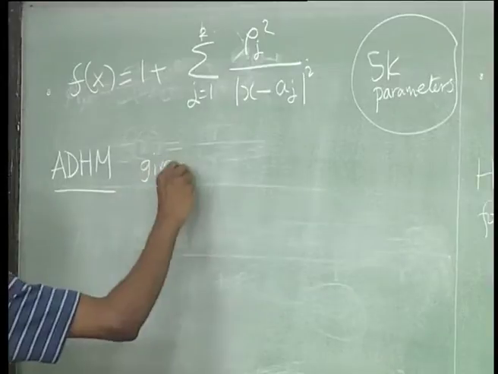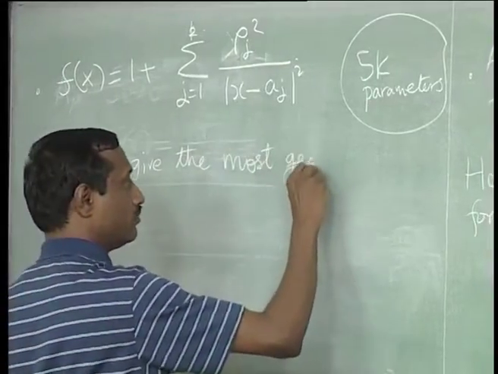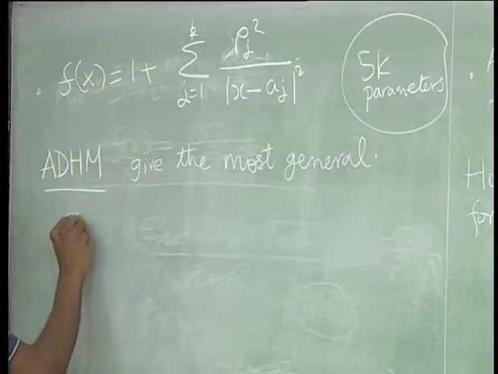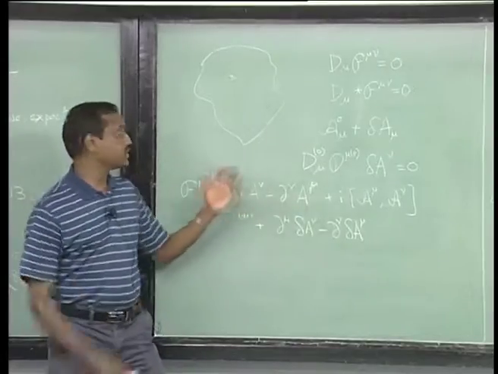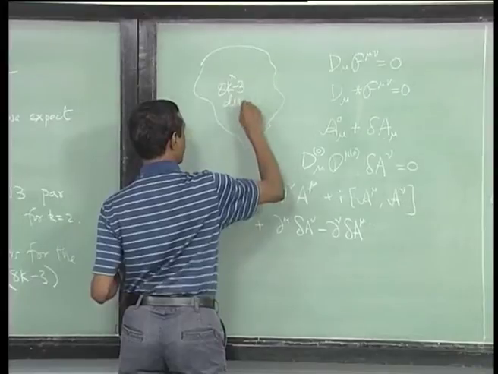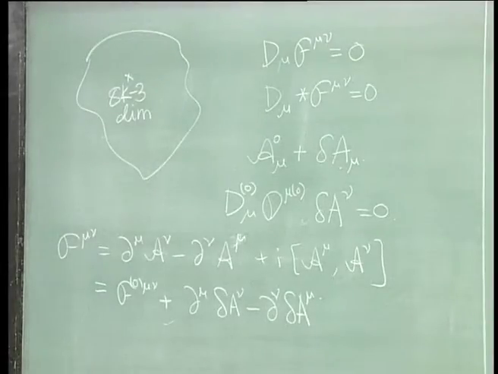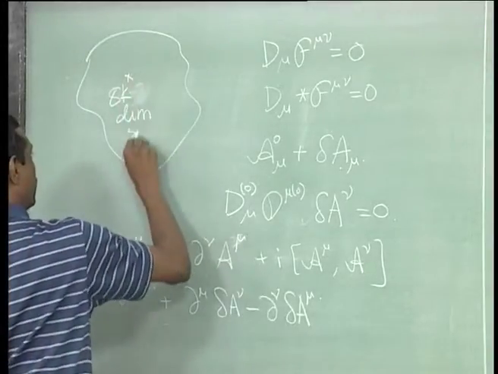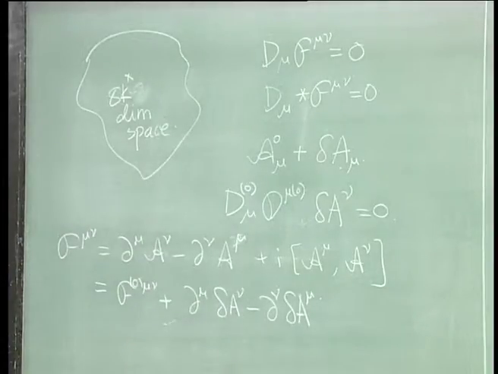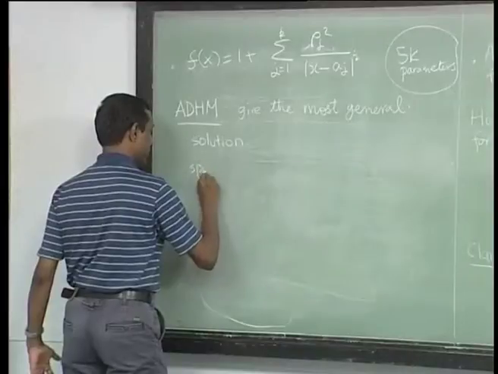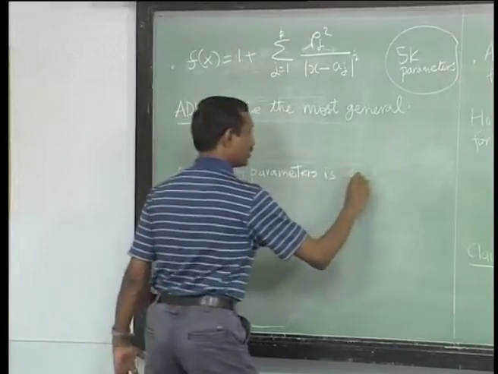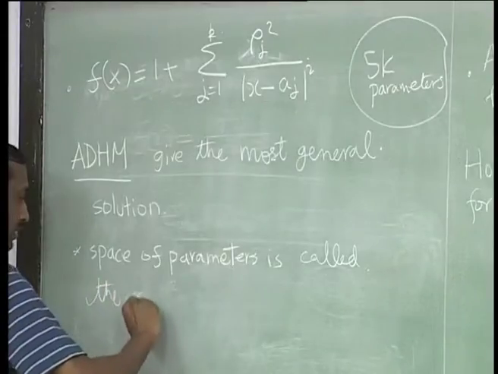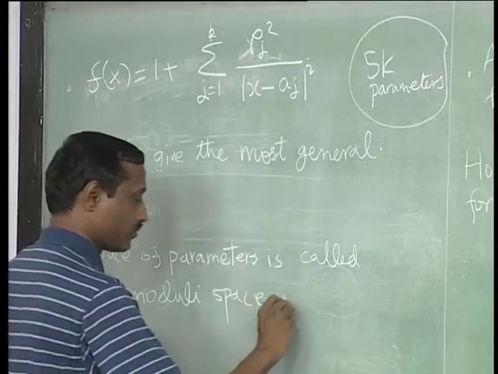Okay, that gives the most general solution. So coming back to this, there is this funny space which is 8k minus 3 dimensional. In some sense let us forget about the overall 3 and think of it as an 8k dimensional space, okay. And this space, the space of parameters, is called the moduli space of, in this case, k instantons.